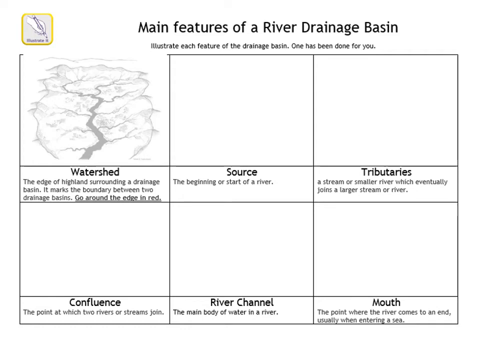It marks the boundary between two drainage basins, go around the edge in red. And then I've got the drainage basin here, and you don't have to do this, but you can just go around the edge there. Okay, then we've got the source, the beginning or start of a river. So you need to find an image that could illustrate the source of a river and pop it in there under the definition or above the definition.